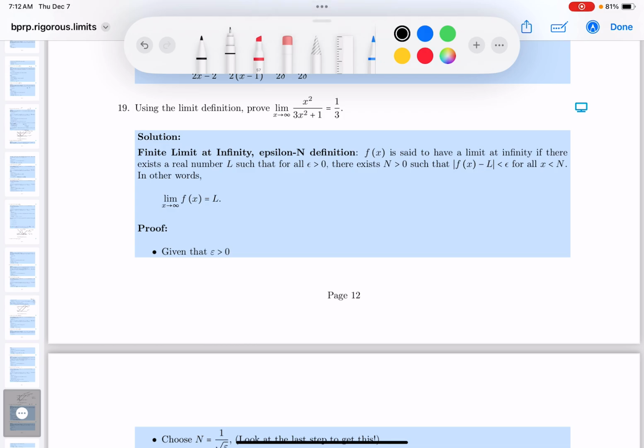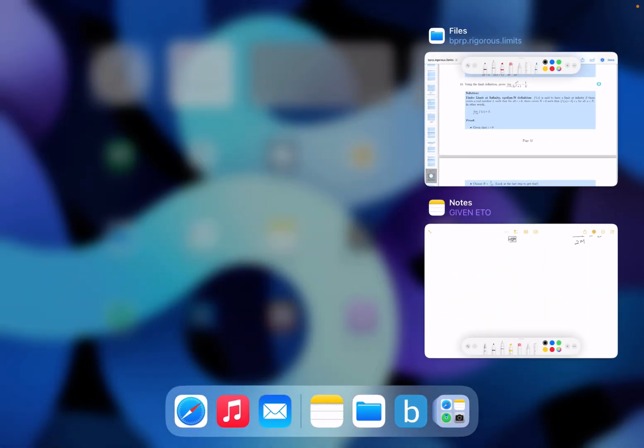Okay, we're looking at number 19. It's a limit, the limit as x goes to infinity. That's not a finite number. And then it's a rational function, x squared over 3x squared plus 1, and that equals 1/3. So what are we going to do? We're going to use the epsilon N definition now. So let's go to the whiteboard and do it.